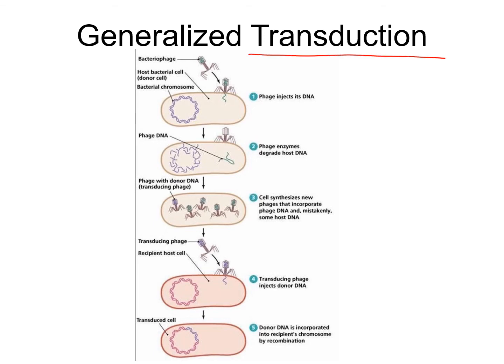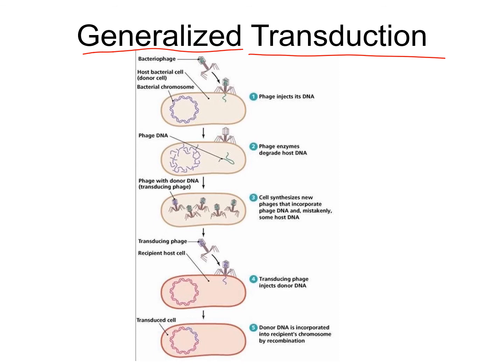And transduction is basically defined as when bacterial genes are passed from one bacterium to another by a phage. And there are two types of transduction I talked about during the virus chapter. There's generalized transduction and specialized transduction.